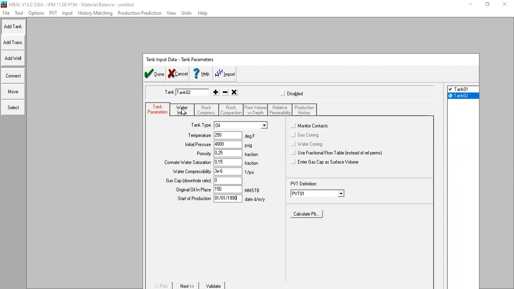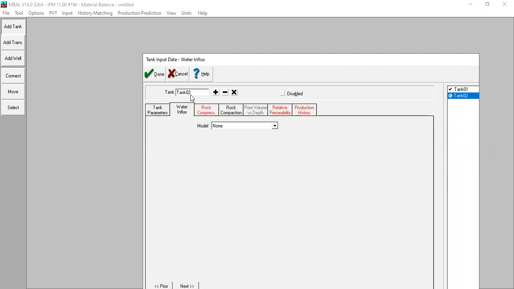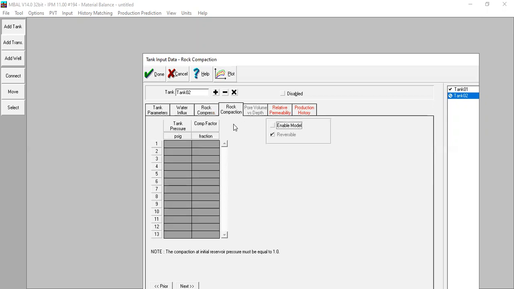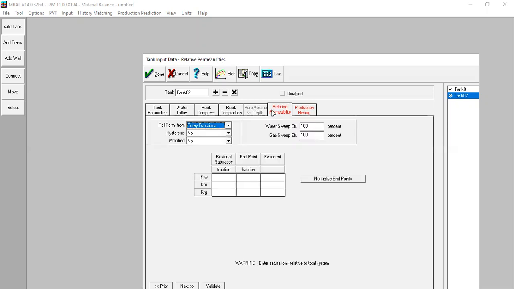And then water influx, tank 2 also doesn't have an aquifer. Rock compressibility, I will use correlation. Okay, use correlation. No compaction issue. And relative permeability, the same as tank 1.